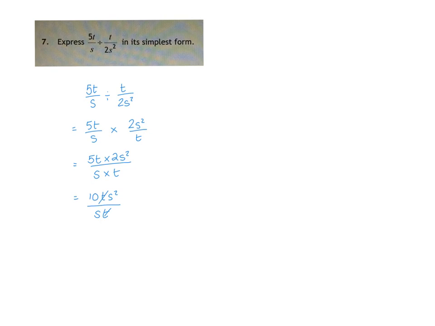On the top, s squared is just s times s, so we've got two s's on the top, one on the bottom, so we can cancel one of each of them out, so the squared goes away, and we're just left with 10s as our answer. So the marks are for knowing to switch and multiply, for showing some form of cancelling, and then for getting 10s as your answer.